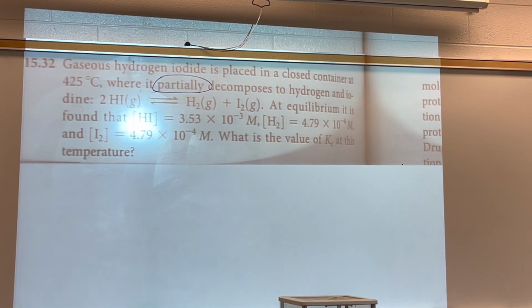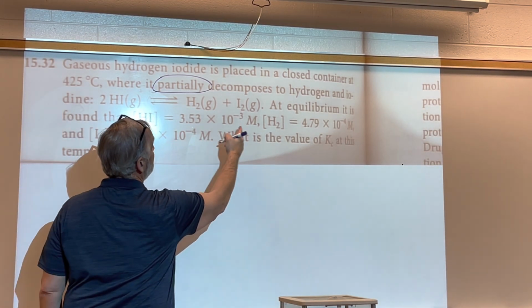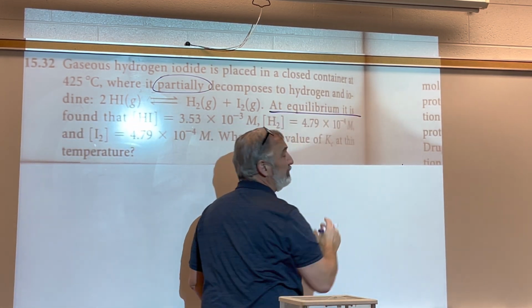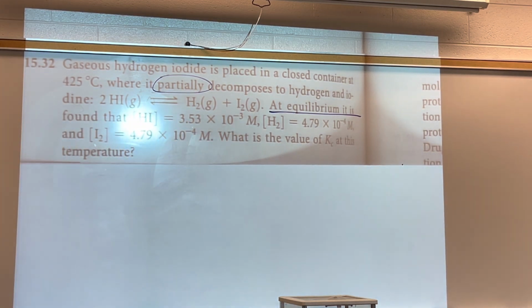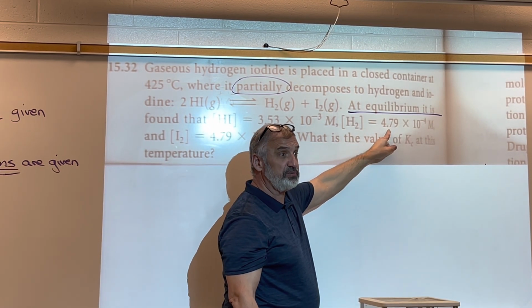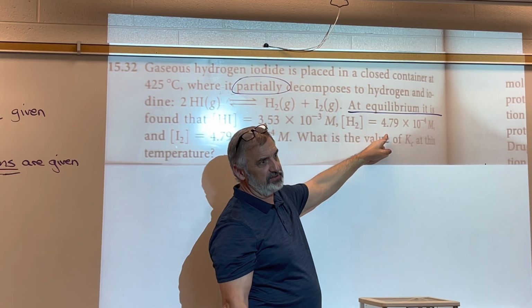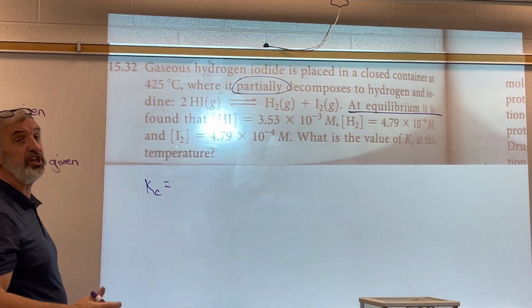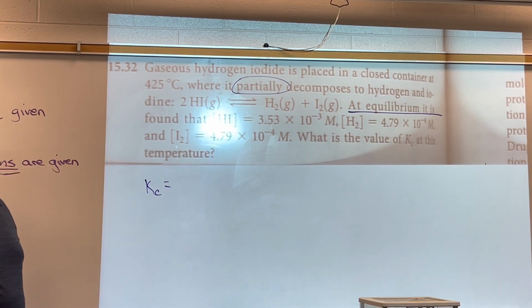So here's my reaction. At equilibrium, my HI is this, the H2 is that, the I2 is this. Notice again it says at equilibrium, and we're going to compare initial amounts put in versus equilibrium amounts. So we have to break the problem down and make sure we read everything, because the words tell us what we need to do. These are my equilibrium concentrations, which are the ones that go into my equilibrium expression. So what would be the equilibrium expression, Kc, for this?